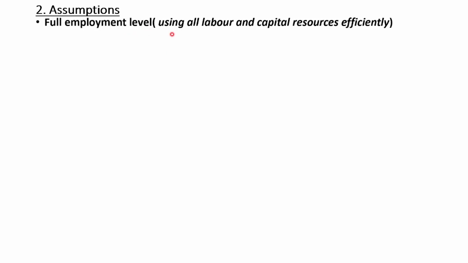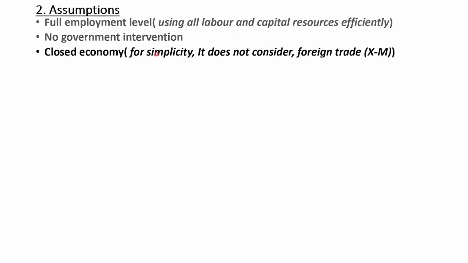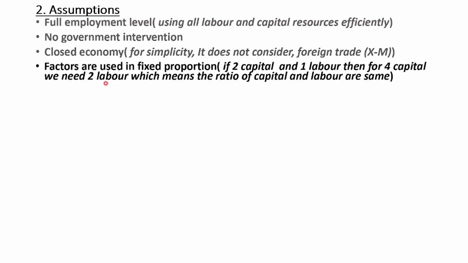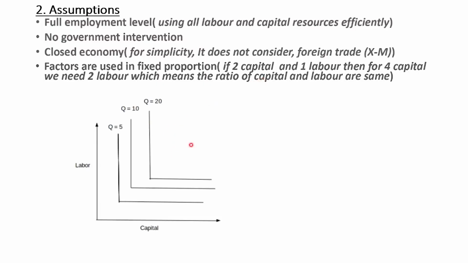Full employment level, using all labor and capital resources efficiently, no government intervention, closed economy. For simplicity, it does not consider foreign trade, imports and exports. So factors are used in fixed proportion. That means if 2 capital and 1 labor, then for 4 capital we need 2 labor, which means the ratio of capital and labor is the same. That's why the production function looks like an L shape.